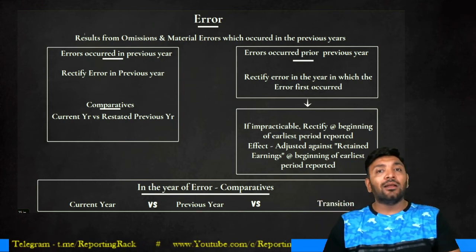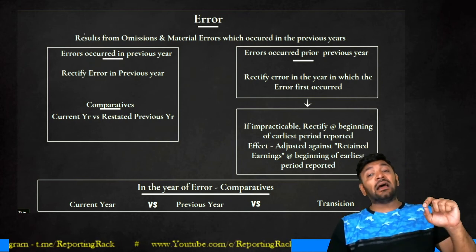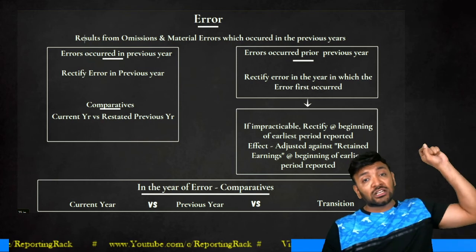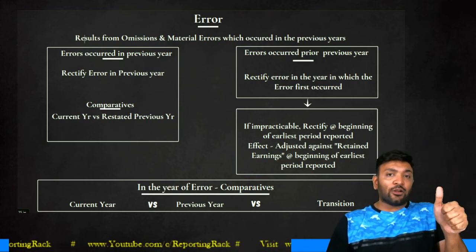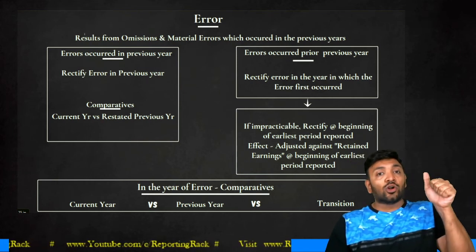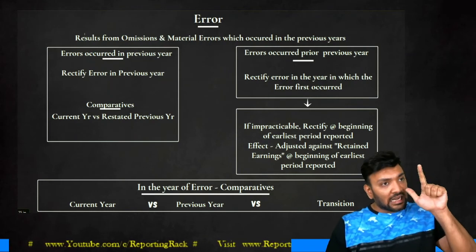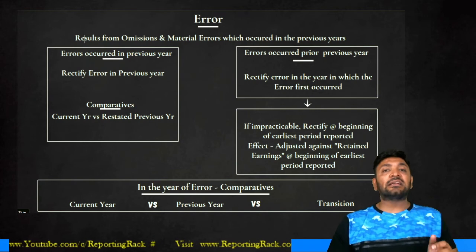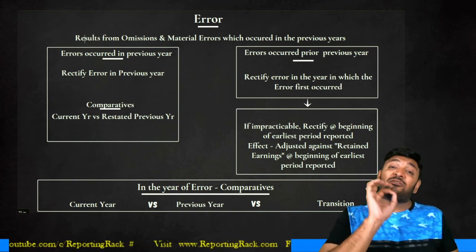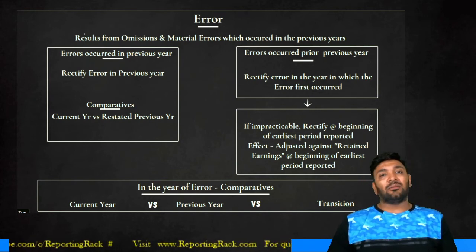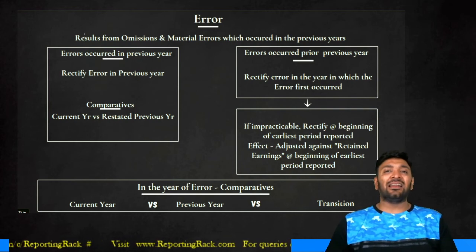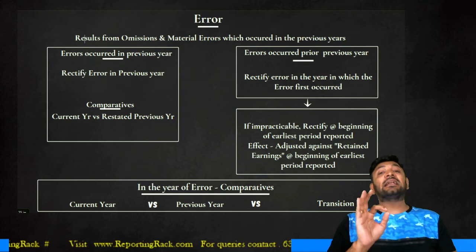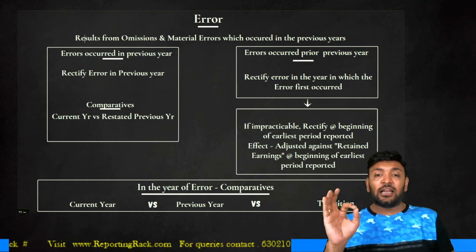Then what will happen? Then I'll have to rectify the error from the date on which the error first occurred. That means 2011 onwards. So 2010-11, 11-12 get restated, 12-13 gets restated, 13-14 gets restated. Like that, I have to restate 10 financial years. Man, 10 financial years, impractical, sir. So what will we do? If impractical, then rectify at the beginning of the earliest period reported.